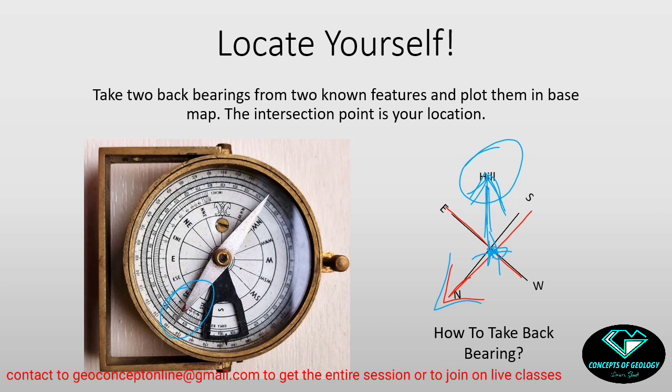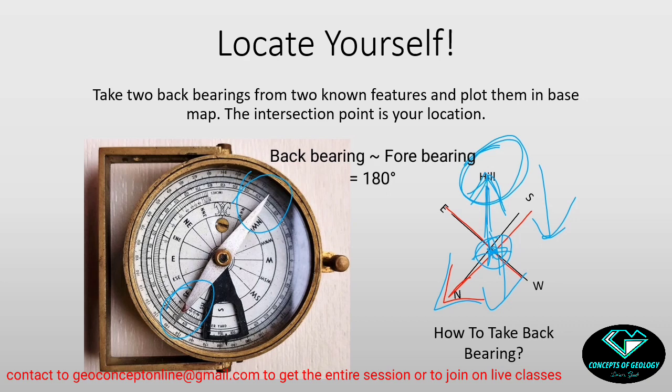The back bearing from the hill: if anyone looks from the hill towards me, in which direction will he or she look? She will look towards the northwest direction. This is called the back bearing. I will take the angle with respect to the hill, not with respect to me. The angle will be taken in this direction, from the hill towards the observer. So I need to take the value from the south end of the magnetic needle, because the north end is showing southeast.